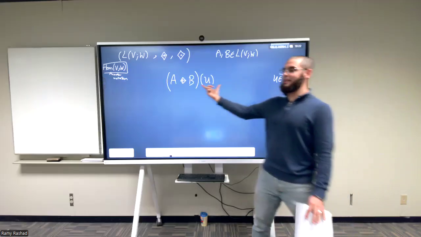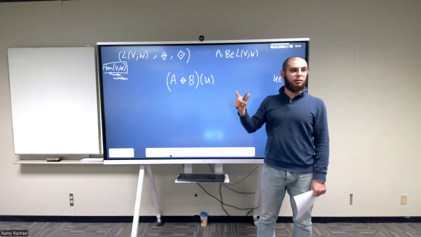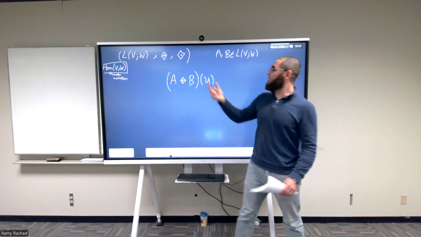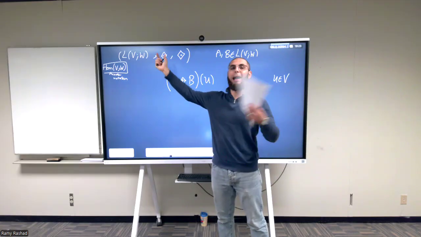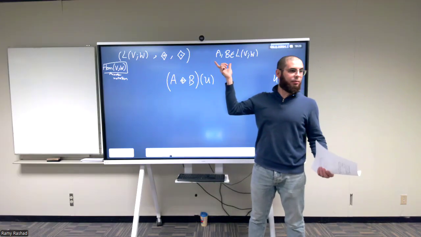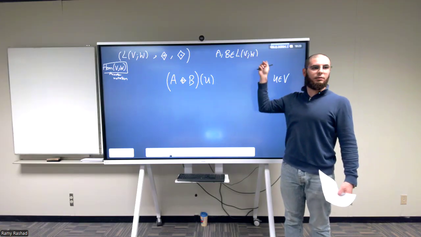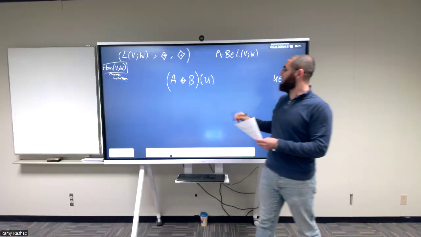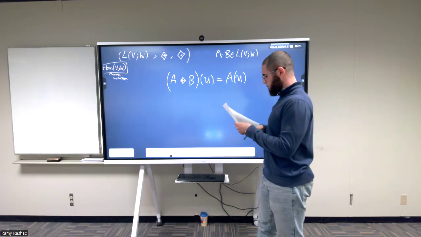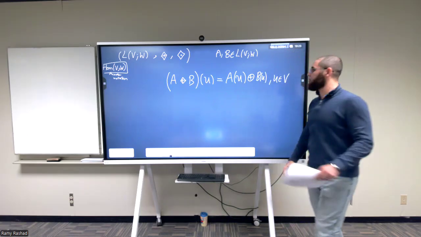It can eat a U in V. Before that, does this make sense for everyone? I took a map from this set, I took another map from this set, and I combined them together with this operation. What did I get? A new map in the set. Because it's a map, I can act on any element in V and it gives me an element in W. This is exactly the same as A of U plus B of U. Plus is the operation of V, right?